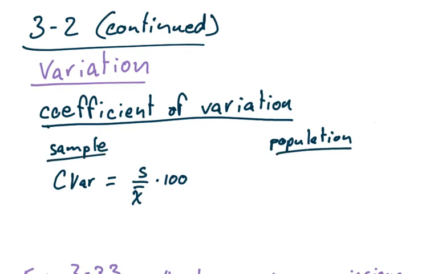If we wrote it out in words, we would say the coefficient of variation is equal to the standard deviation divided by the mean. So for a population, that's sigma divided by the mean, and so again, for a population, that is sigma divided by mu, times 100, so that it is re-expressed in the form of a percentage.